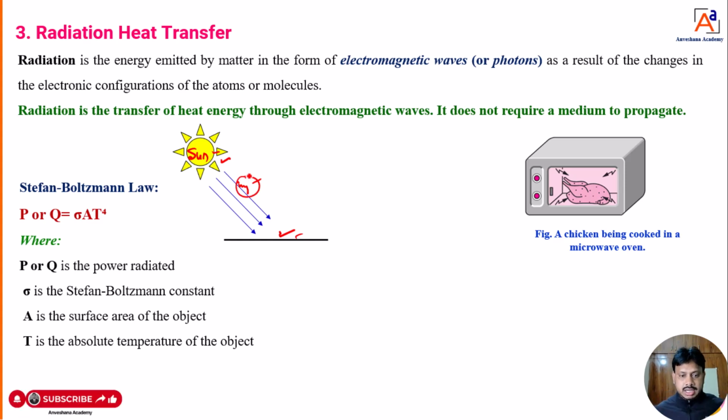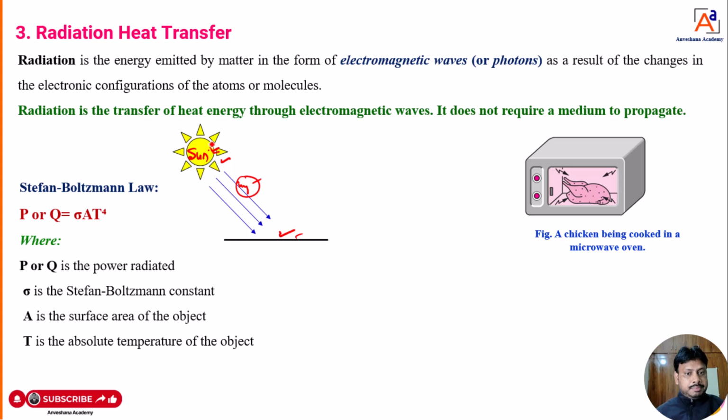What is radiation heat transfer? Radiation heat transfer is nothing but the heat energy emitted by the sun or anything, not only the sun, radiation energy, heat energy emitted by any matter in the form of electromagnetic waves, and it does not require any media to transfer heat energy from one point to another point. That type of heat transfer we are going to call a radiation heat transfer, dear students.